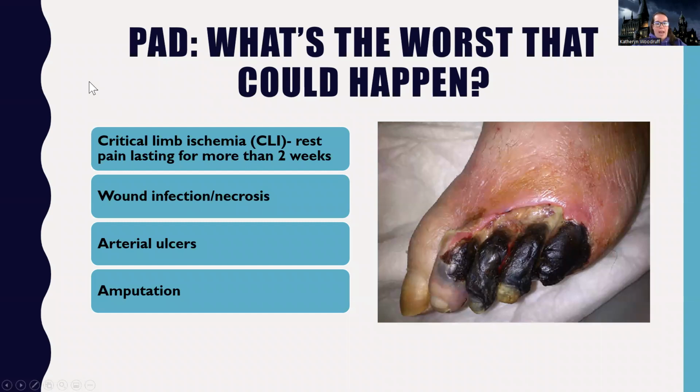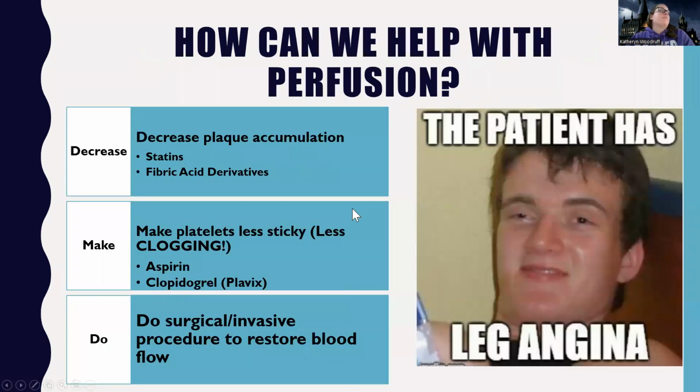So what's the worst that could happen? The things we worry about with these patients is that they can get critical limb ischemia. And this is where they have pain at rest for more than 2 weeks. We already talked about the fact that they can get wound infection and necrosis. And this is some of that black eschar stuff, it's breaking down all the time. This is dead tissue. They get those arterial ulcers, and a lot of times they end up needing amputation. So a lot of it's about infection, tissue death, and loss of limb.